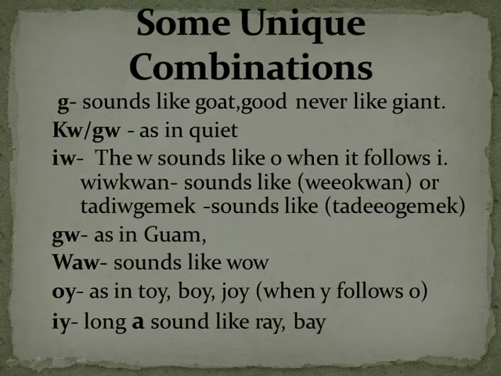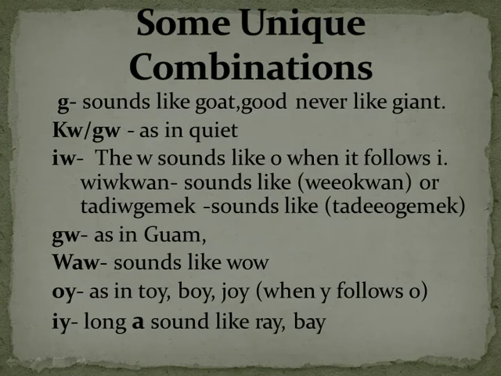It's kind of a qua, quiet. IW is an interesting sound. The W sounds like an O when it's followed by the I. So the I already sounds like E. It sounds like EO. When you say it real fast, it almost sounds like eel. But it's like EO. Weoquan. Or Tadiogamuk. But if you just say it by itself, it's like eel.